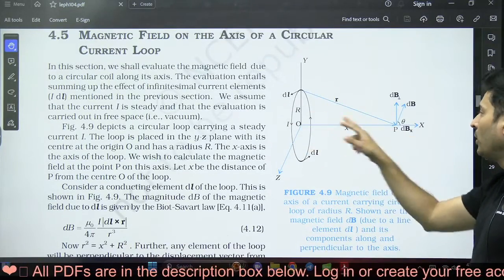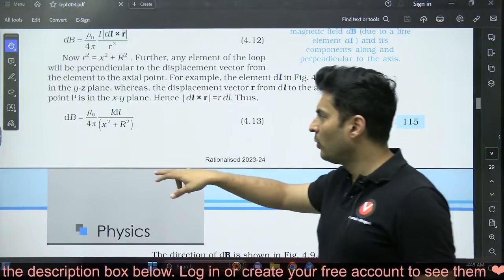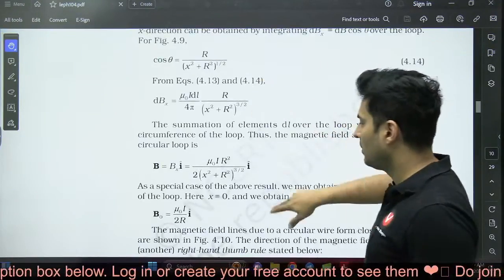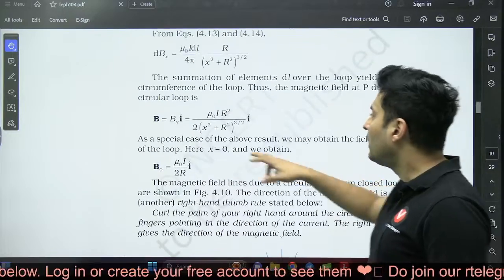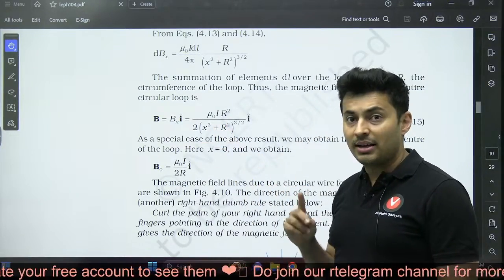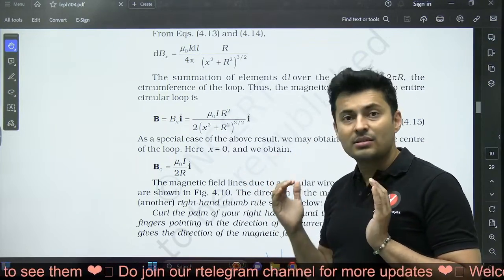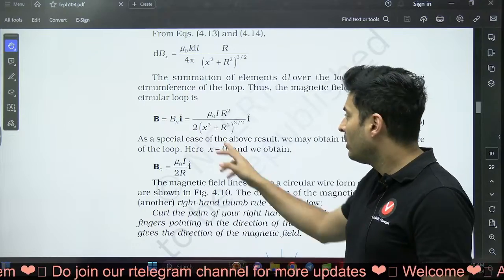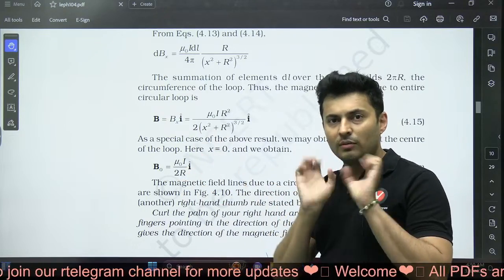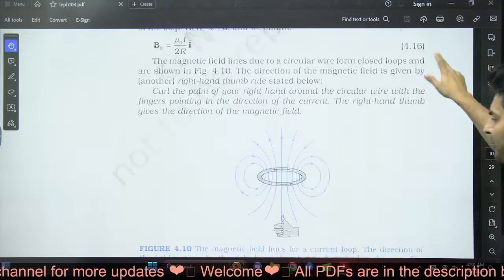This formula is also very important. For a current carrying loop, what is the magnetic field on the axis going to be? It is mu naught I r square, current into radius square, divided by 2, and the whole thing r square plus x square raised to 3 by 2. When you put x as 0, that means you are at the center of the loop. Then it becomes mu naught I by 2r. There is no pi over here.